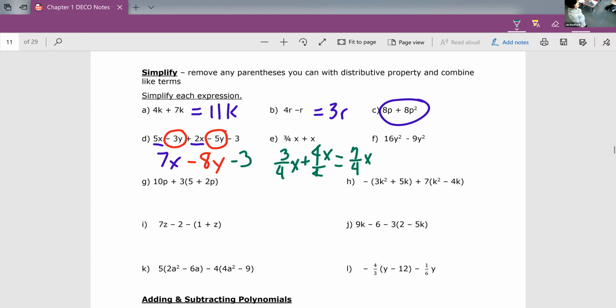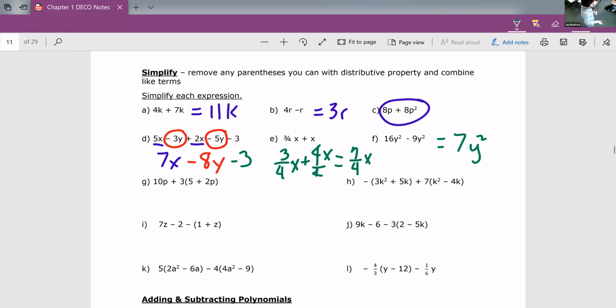16y squared minus 9y squared. Are those terms like or unlike? They're like, so what would I get if I combine them? 7y squared. Notice we do not change the exponent. The variable in the exponent stays exactly the same. We're only adding or subtracting the coefficients.